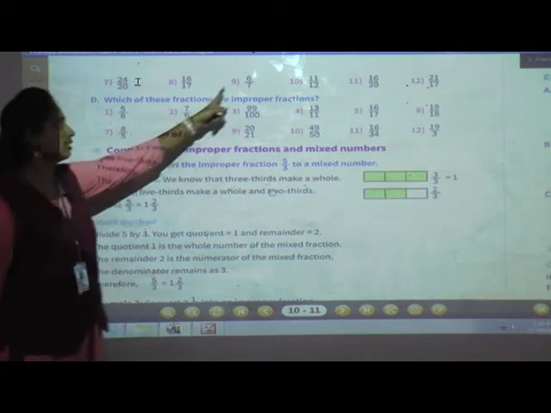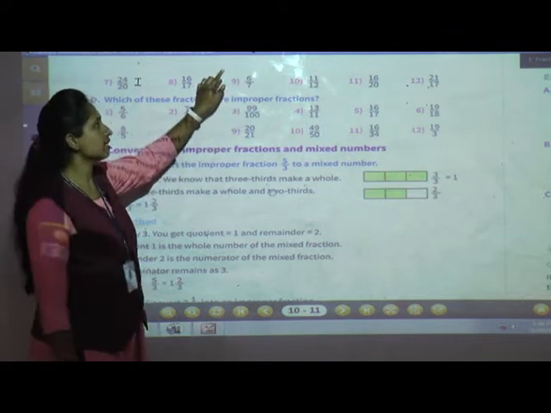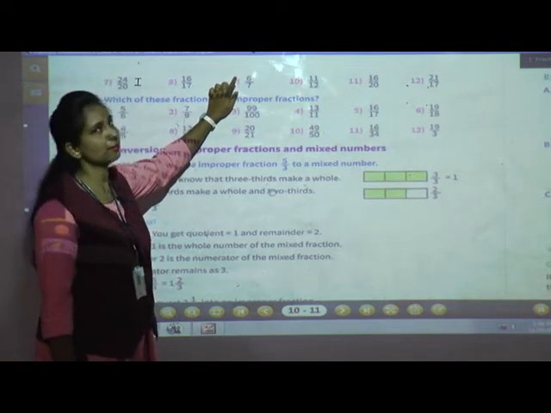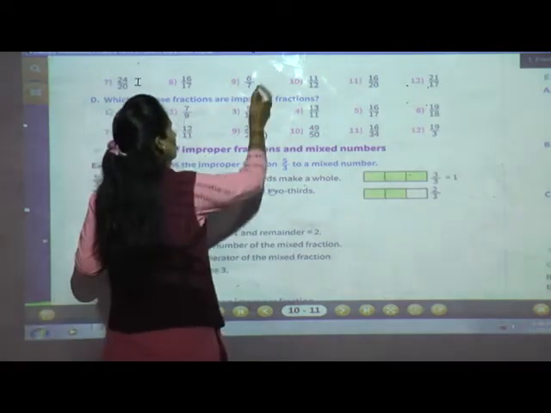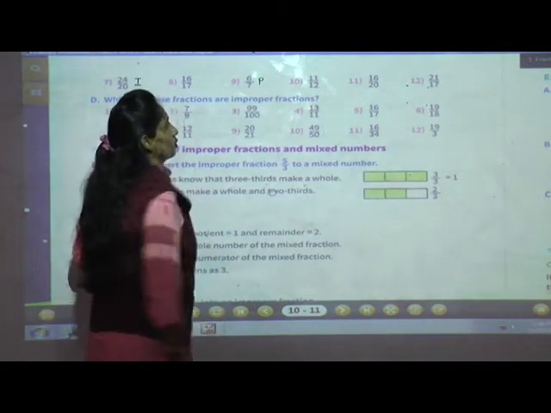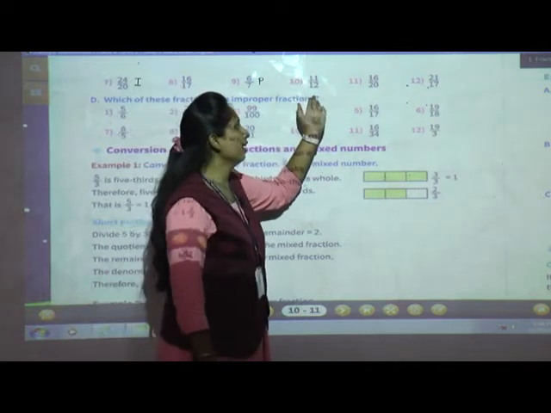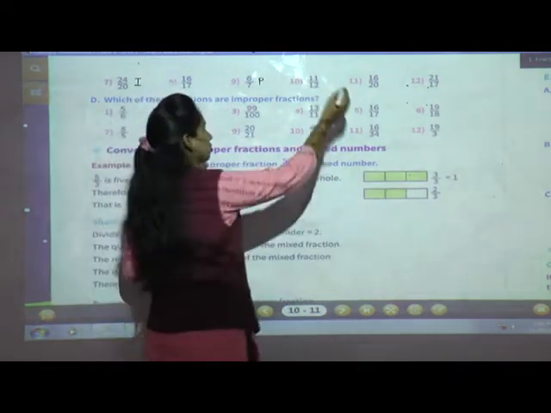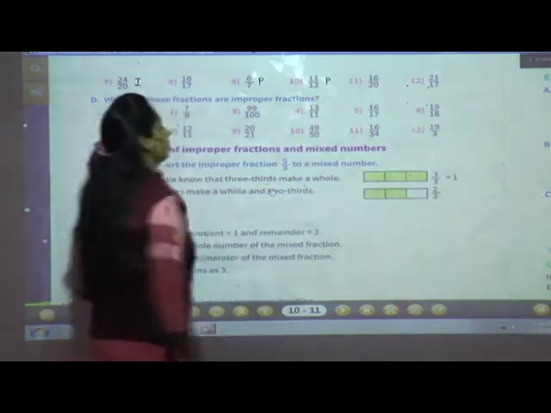Now what about 6/7? See, the numerator is less than the denominator because 6 is there in the place of the numerator. So this is a proper fraction. Now 11/12. Yes, the numerator is less than the denominator. So it is also a proper fraction.